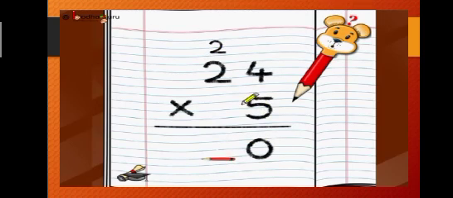Then we again take the 5 and multiply by the next number, which is the tens position number. Remember, we multiply 5 by these bigger numbers. So first we did 5 4s are 20, we got 2 and 0, 2 we put here and 0. Then we take 5 and multiply by 2 in 24. If it was 34, we would multiply 5 by 3.